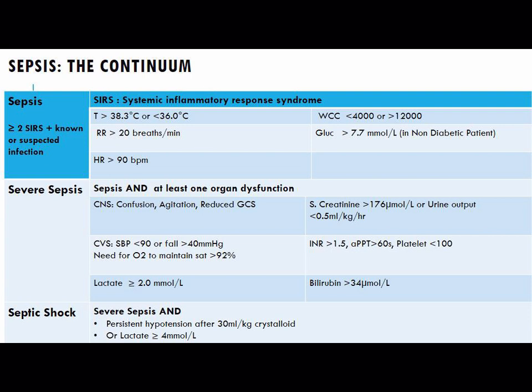Severe sepsis is defined as sepsis with at least one organ dysfunction. Examples of this are shown in the slide. Septic shock comprises severe sepsis with either persistent hypotension after 30 ml per kilo crystalloid or a lactate greater than or equal to 4 millimoles a litre.